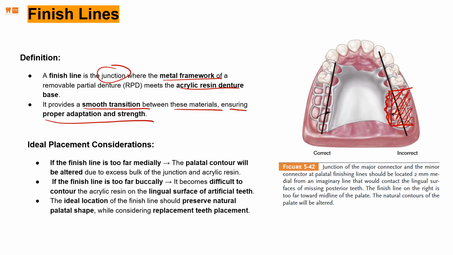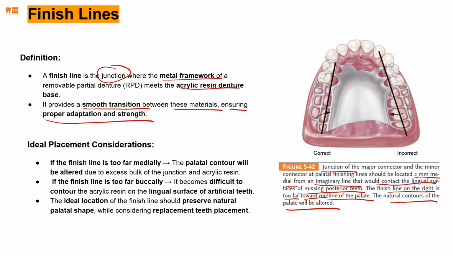Do you see how 3D this looks as compared to this? That's intentional. It's actually slightly elevated. That junction is slightly elevated, and it's located 2 millimeters medial from the imaginary line that would contact the lingual surface of the missing teeth. The finish line on the right is far too outwards to the midline. The natural contours of the palate will be altered.